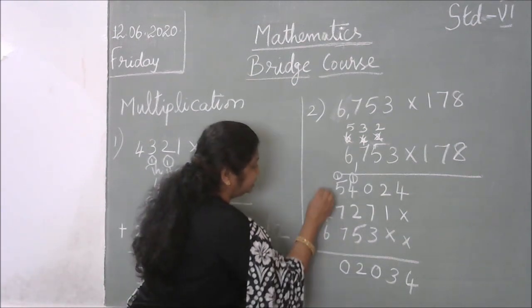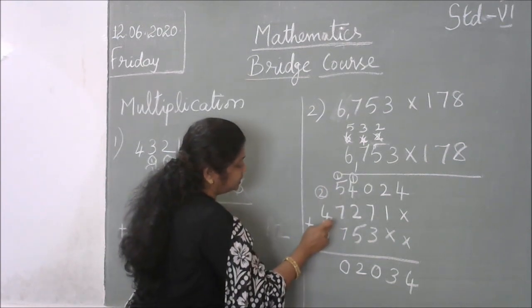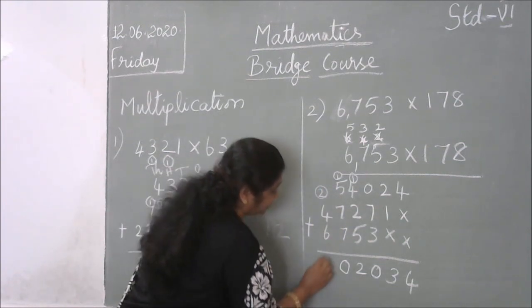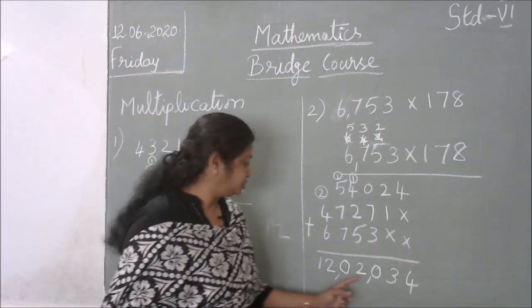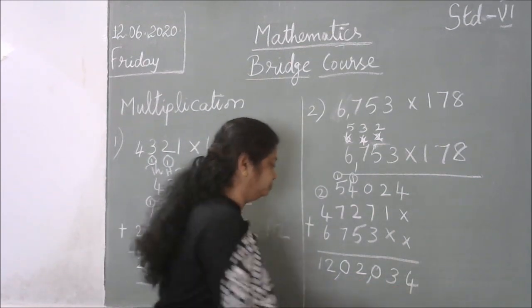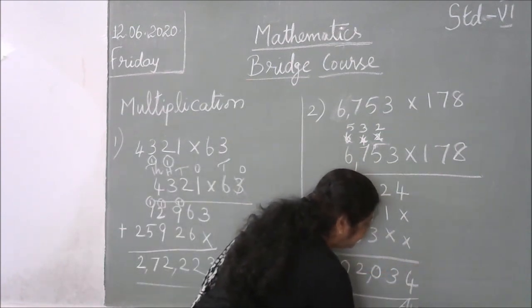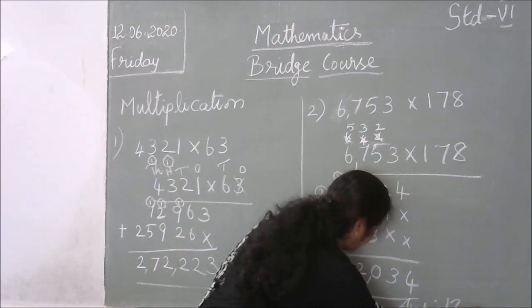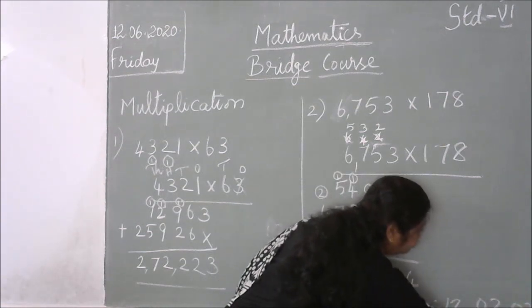0 you should write here and 2 you should write on top of this 4. 2 plus 4 is 6, 6 plus 6 is 12. Then how much you got now? 12 lakhs 2034. You got the answer. What is your answer? 12 lakhs 2034.